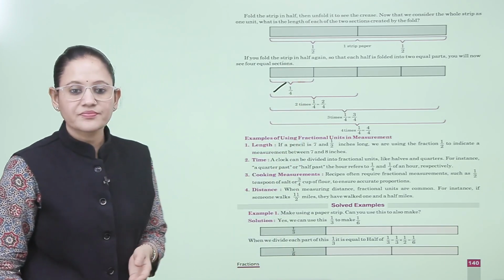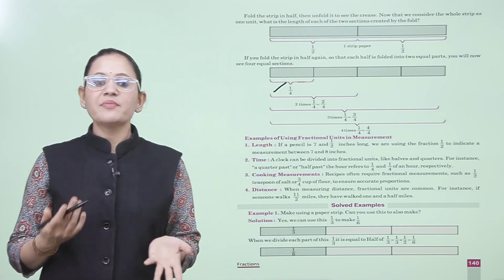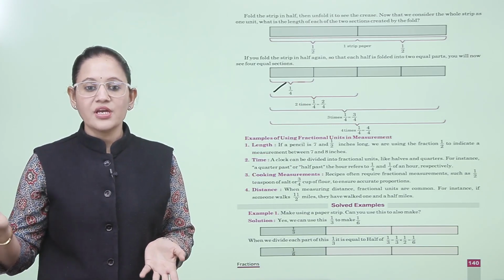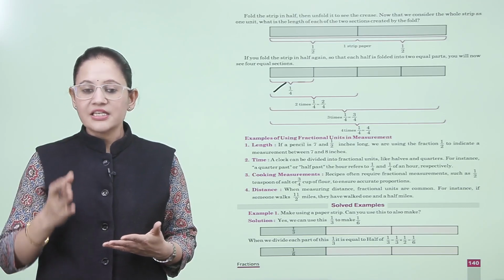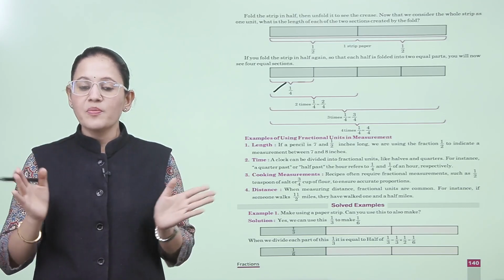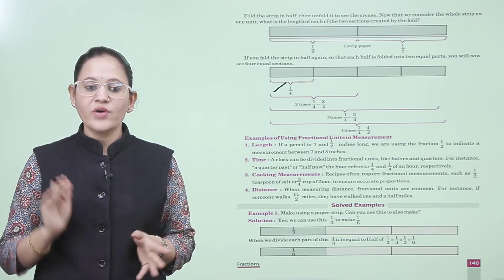Clear? So 2 times 1/4 equals 2/4. 3 times 1/4 is 3/4. 4 times 1/4 equals 4/4, which equals 1 whole.